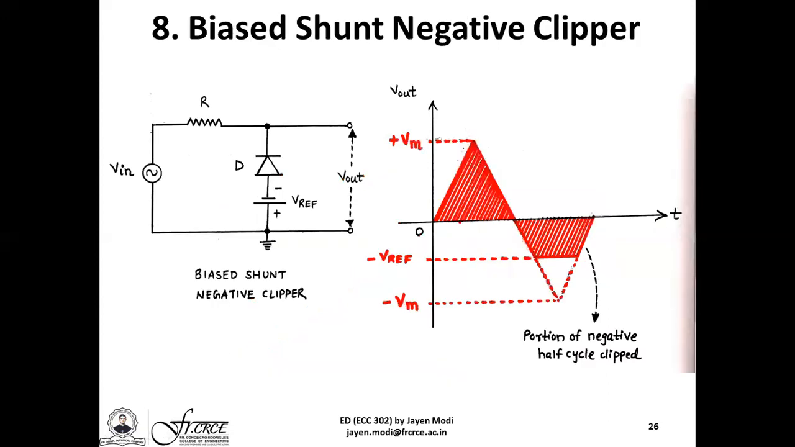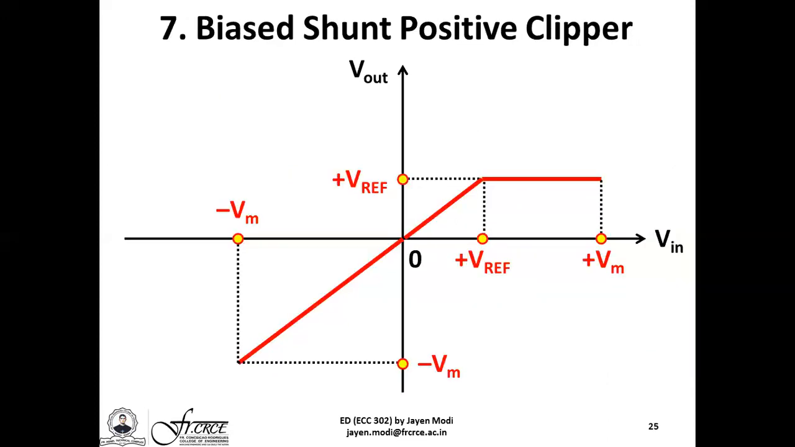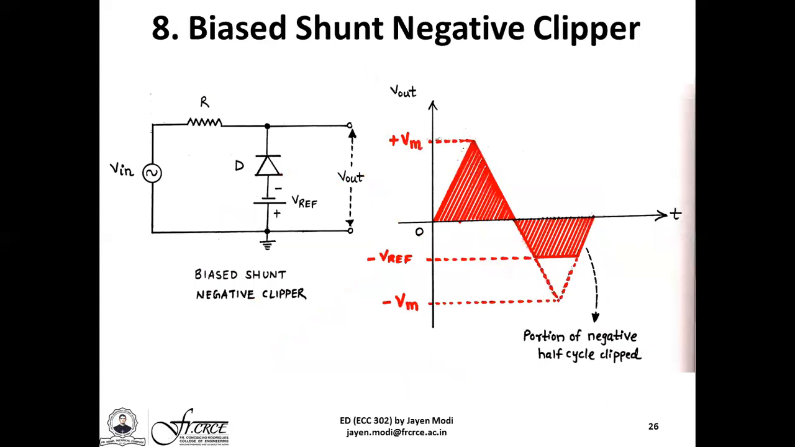An exactly similar circuit is that for a biased shunt negative clipper. Just as we saw in the previous case, the circuit operation is exactly similar to that. You have a PN junction diode that is permanently reverse biased thanks to the negative reference voltage connected. The cathode is always connected to the negative terminal of the DC battery reference voltage. For the positive half cycle, you have the upper terminal positive, the lower terminal negative. The positive terminal is connected to cathode, negative part is connected over here. The diode is essentially reverse biased.